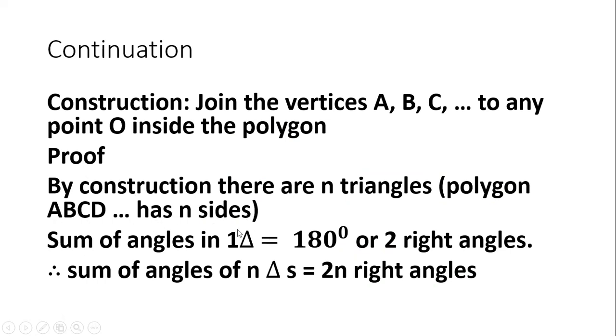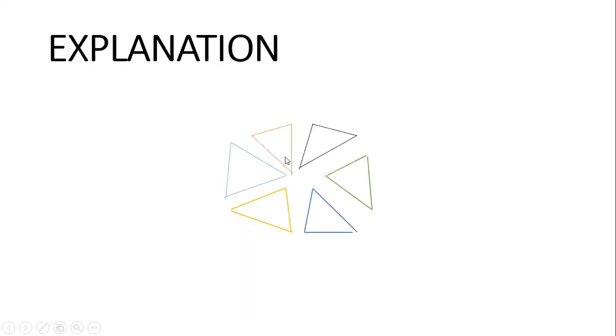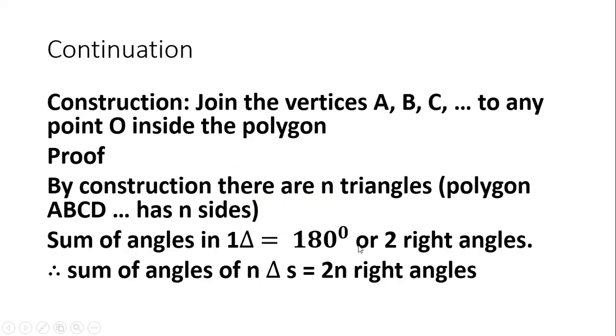The sum of angles in one triangle is 180 degrees, and that's why we decided to split the polygon into triangles. Since we have 6 sides, we have 6 triangles, each with 180 degrees as its total. The sum of angles in one triangle is 180 degrees, which is the same thing as 2 right angles, that's 2 times 90. So the sum of angles in n triangles will be 2n right angles, since the number of sides equals the number of triangles formed after our construction.